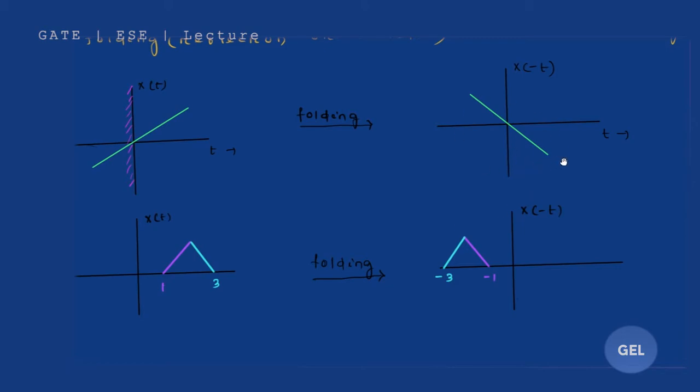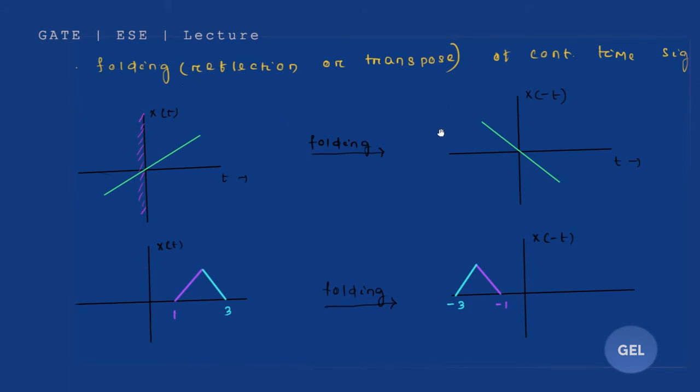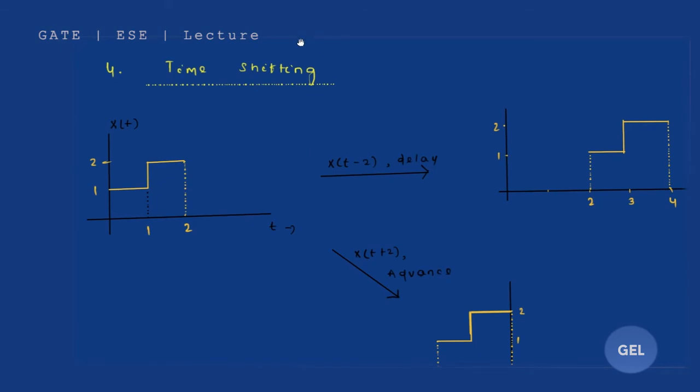So three things are very important, my dear friend: time reversal, time scaling, and time shifting. Time shifting, let me show you. What is the time shifting? This is the graph of x of t. The graph is only this much, a step type. Graph is this much only.